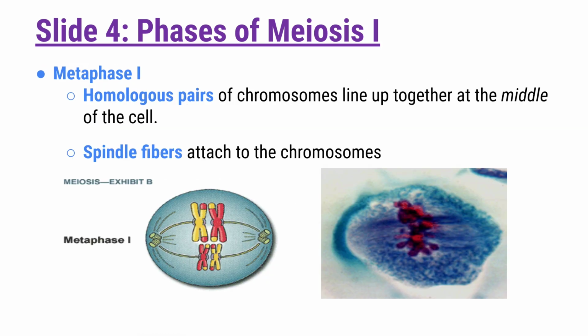We've got metaphase 1 up next. This is when the homologous pairs of chromosomes are going to line up together at the middle of the cell, and then the spindle fibers are going to attach to the chromosomes. We can see now down here that instead of having the exact same DNA, we had that crossing over, so different sections of each chromosome switched portions of their DNA. So now we have unique characteristics for each chromosome.